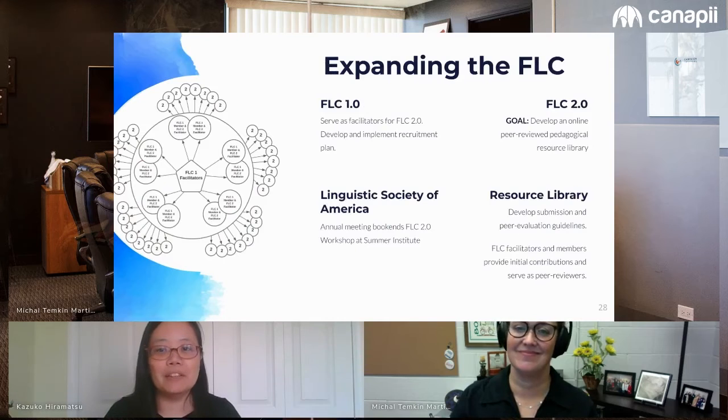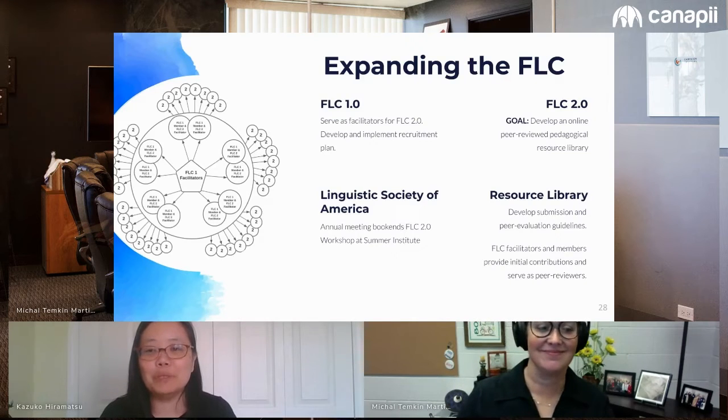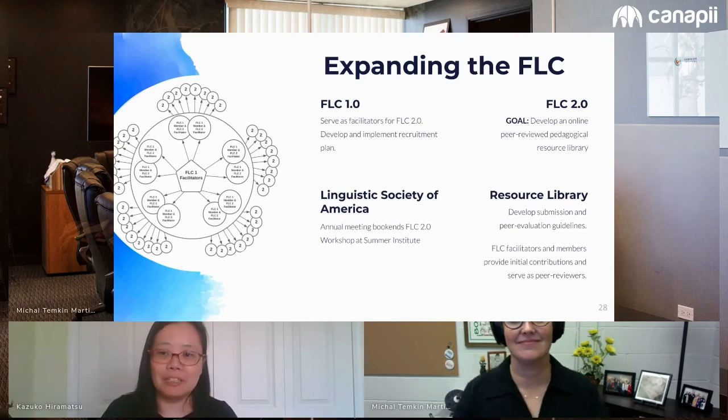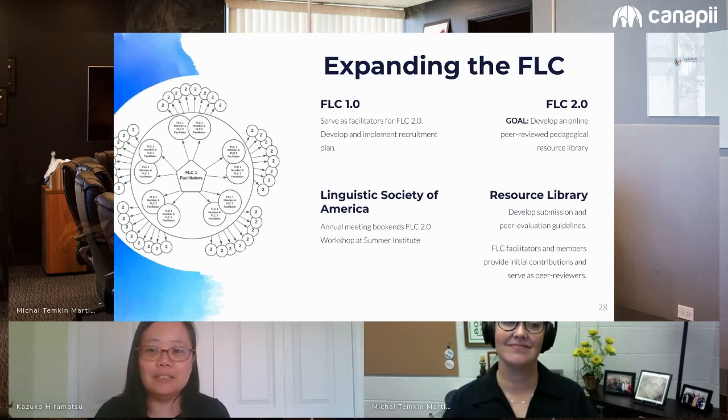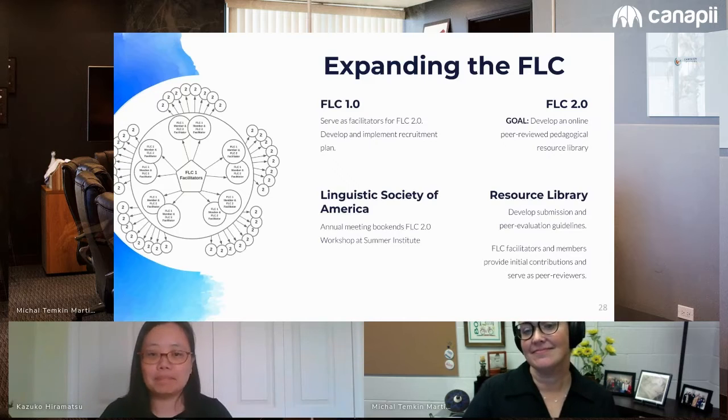We recently submitted another NSF proposal to further expand our FLC. As with our current one, our work will be conducted through the LSA. We plan to run the FLC along the calendar year instead of the academic year, using our two annual meetings as bookends and the Summer Institute for community building and workshops at the midpoint.